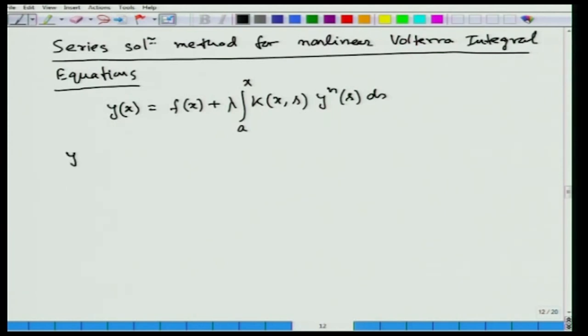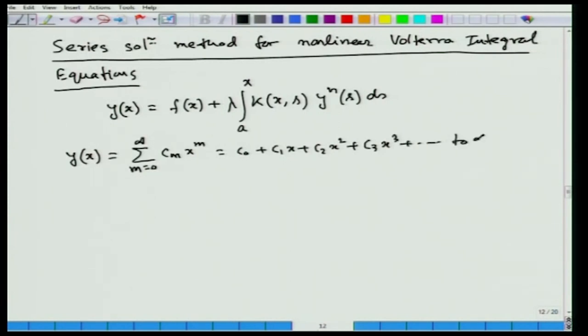The method is that we assume that this equation possesses a series solution of the form sigma m running from 0 to infinity c m x to the power m. That means we intend to find a solution in this particular format: c 0 plus c 1 x plus c 2 x square plus c 3 x cube plus and so on up to infinity. Now, in case of y to the power n, we can calculate the first few terms of y n x, and for example say these are denoted by d 0 plus d 1 x plus d 2 x square plus d 3 x cube and so on.